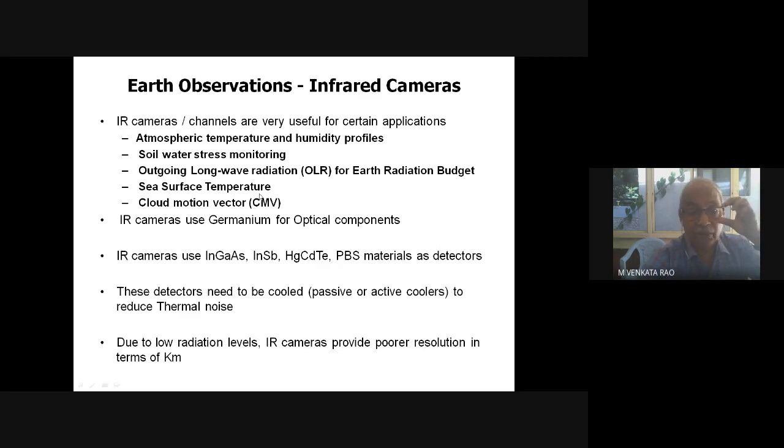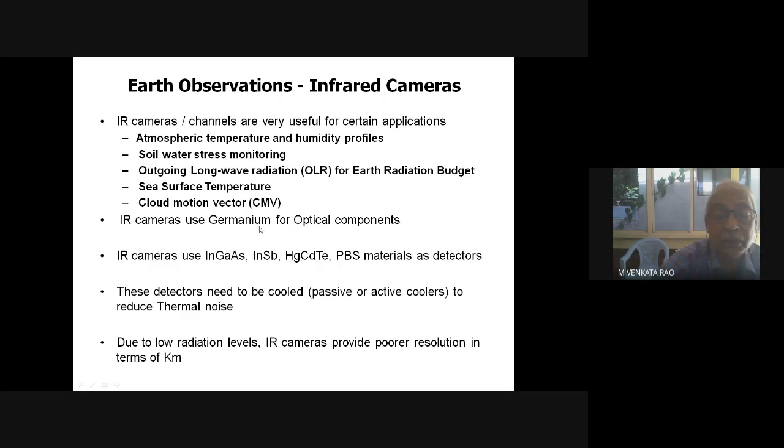Sea surface temperature, as I mentioned earlier, is done by infrared range wavelengths. Then cloud motion vector, the CMV, particularly the INSAT VHRR: during a cyclone, for study of the cyclone, they measure every 30 minutes, half an hour, and track which way the cyclone is going, its trajectory, by studying the cloud motion vector, and they give the prediction of where it will cross the coast, etc. Basically the difference is, while other cameras use glass materials, infrared cameras use germanium for optical components.